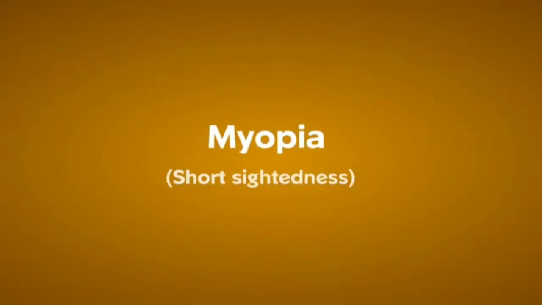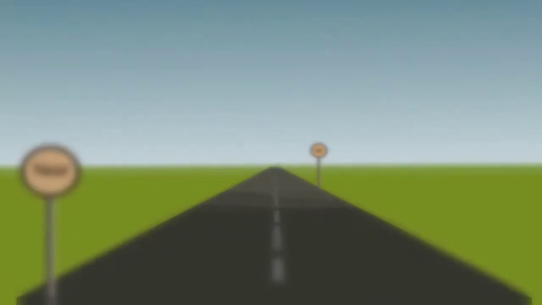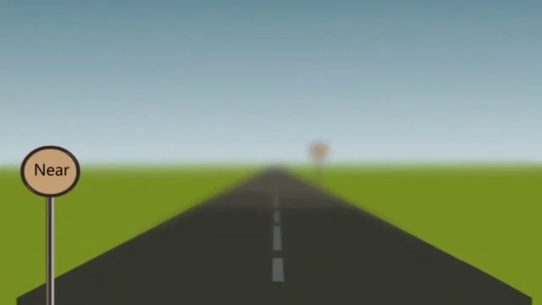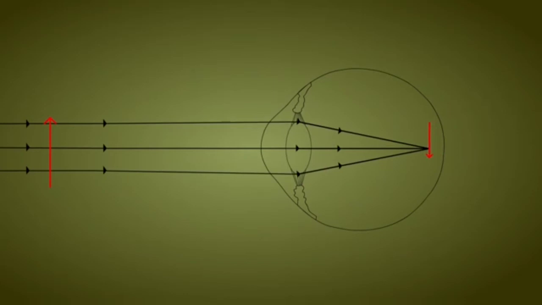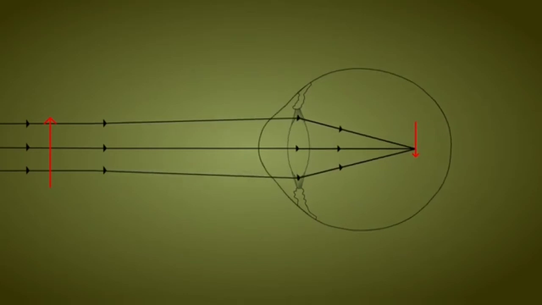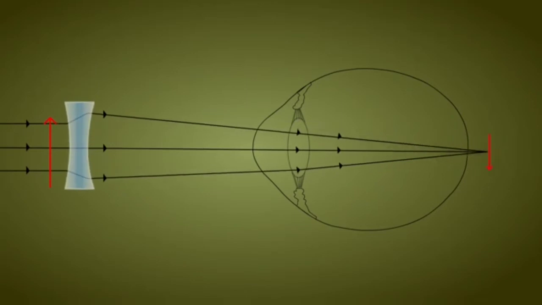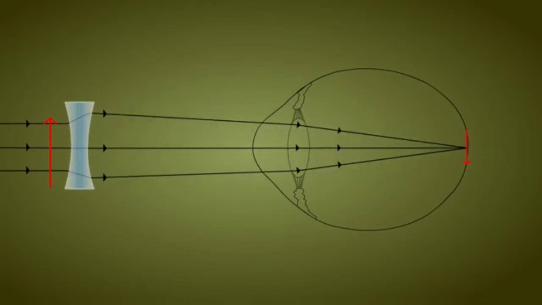The next defect is myopia or short-sightedness, in which distant objects cannot be seen clearly as the image is formed in front of the retina. This defect may be due to the increase in curvature of the lens or due to the increase in length of the eyeball. This defect can be corrected using a concave lens of suitable focal length.